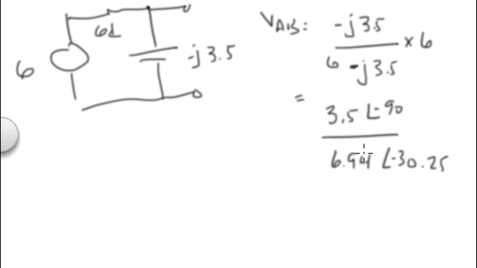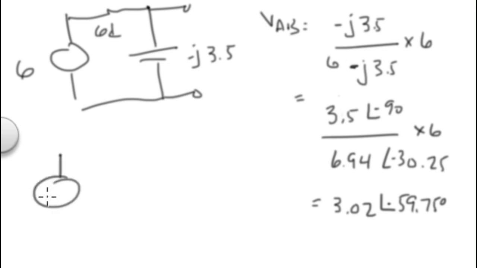So now we have that whole thing times 6. So I have 6 times 3.5 divided by 6.94 equals 3.02. So we got a value of 3.02 at an angle minus 90 plus 30.25, or minus 59.75 degrees. So that's going to be our VThevenin, 3.02 at angle minus 59.75 degrees. Now what is our R-Thevenin?